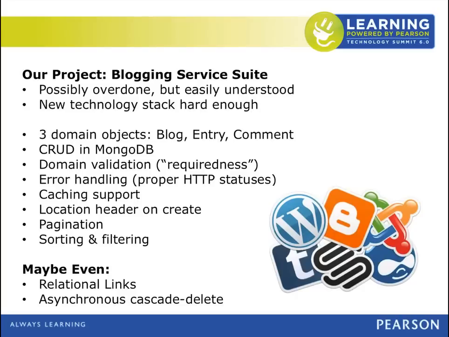So we're going to create 3 domain objects, a blog, an entry, and a comment. We're going to do create, read, update, delete in Mongo. We'll do some domain validation based on what's required. Maybe we can get fancier if you want to put some fancy stuff in our domain here. We'll show how RESTExpress handles errors and how we can easily map those errors, whether runtime or watched exceptions, back to HTTP status codes. We'll use the built-in caching support and the location header stuff.